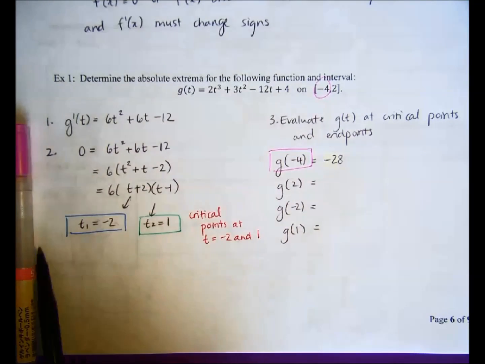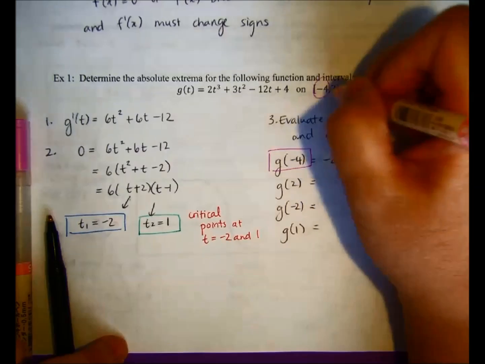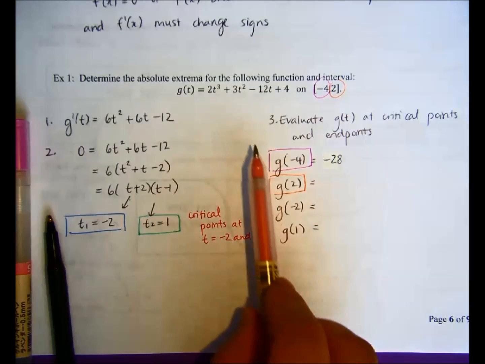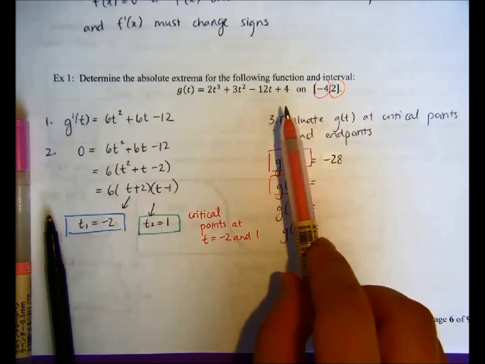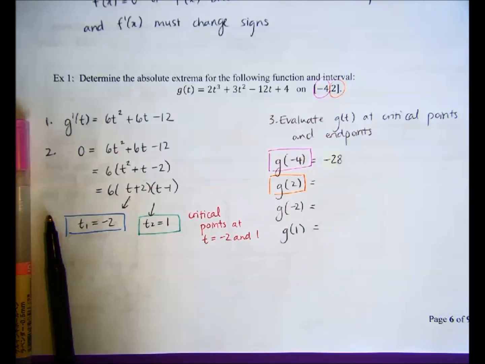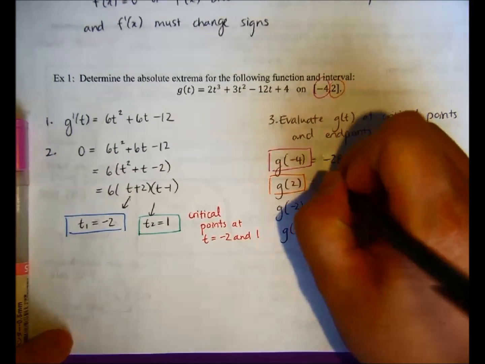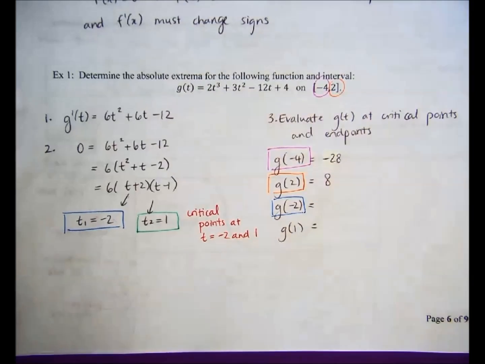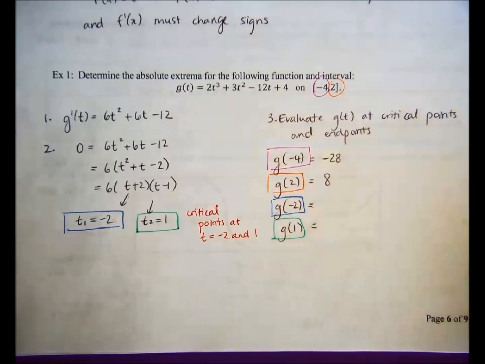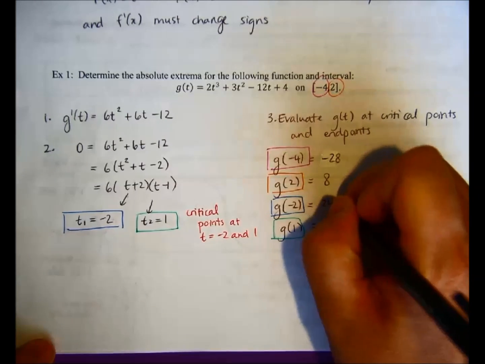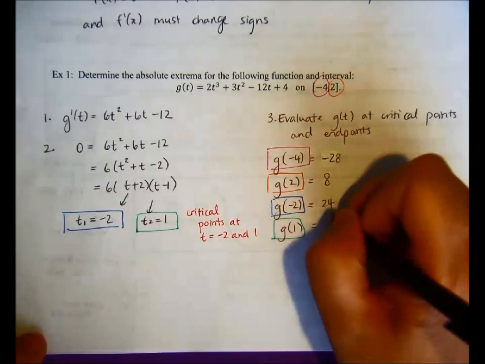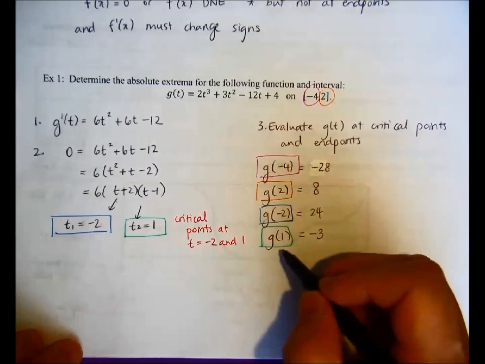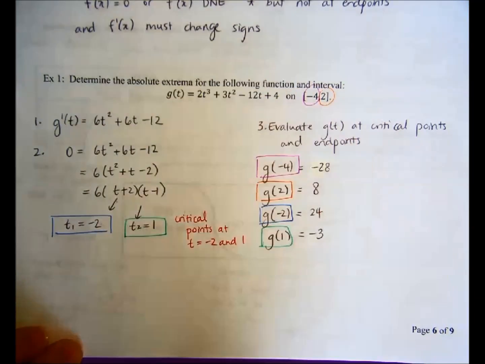Okay, repeat this process for g of 2. So again, plug in t equals 2 into 2t cubed plus 3t squared minus 12t plus 4. And then we should end up with the y value of 8. Okay, two more times, g of -2 and g of 1. G of -2 will give us a y value of 24, and g of 1 will give us a y value of -3. So one more time, I subbed in these x values into my g of t function.